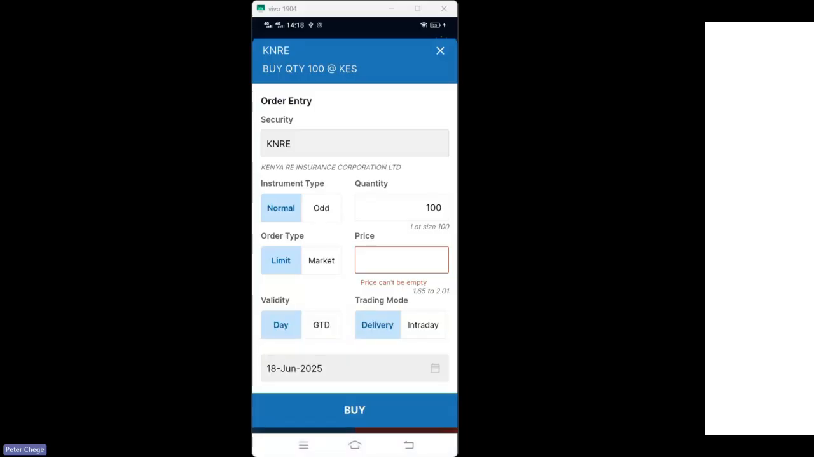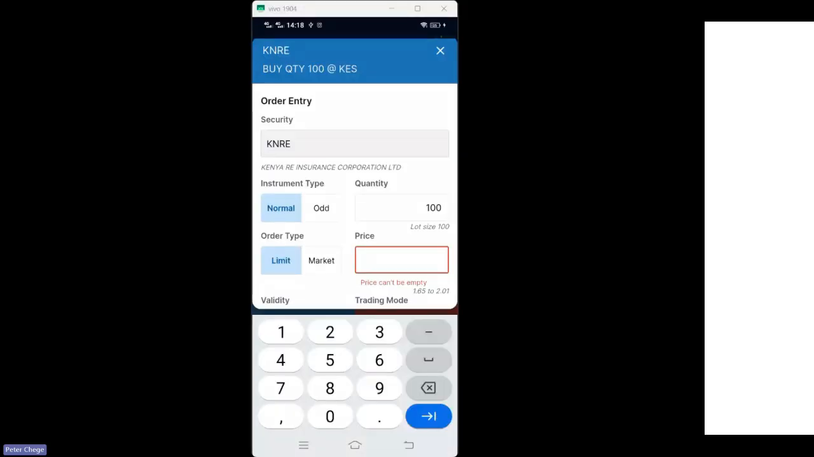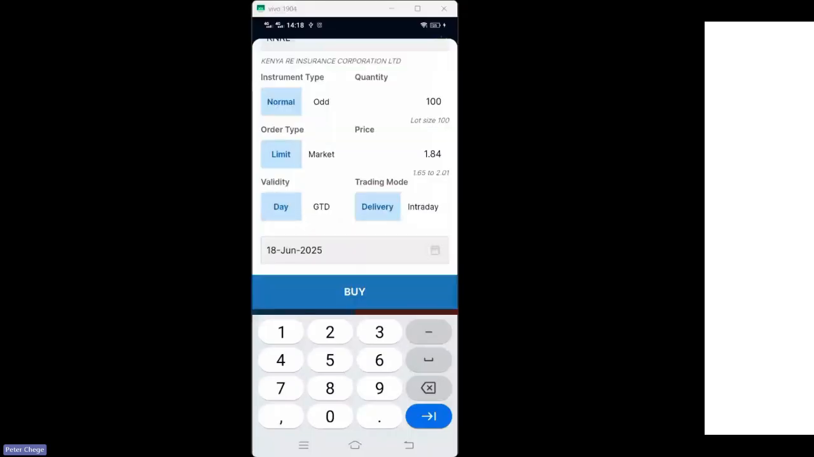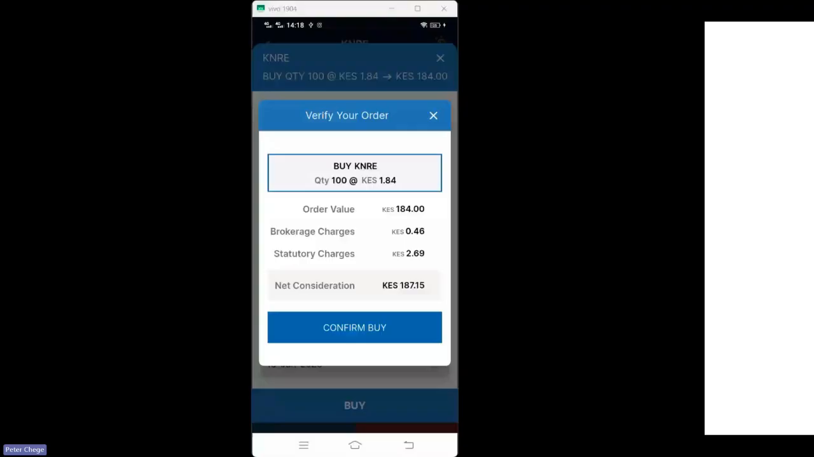In my case, it is a day because I'm matching the price. Then the price is 184. Then the date you don't need. I'll come to delivery and intraday. For now, I want to execute it at delivery. So I click buy. You have the charges. AIB discloses all the charges.